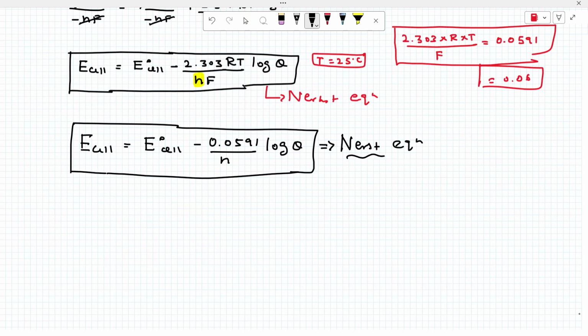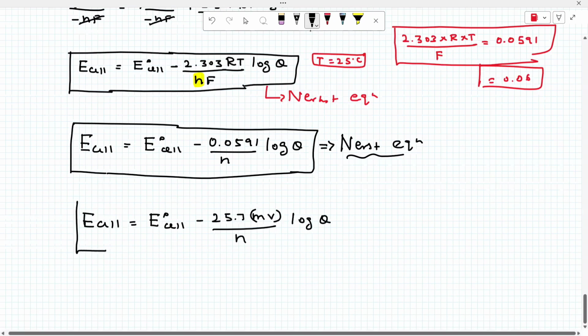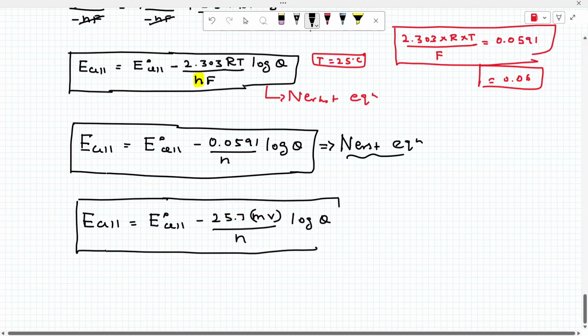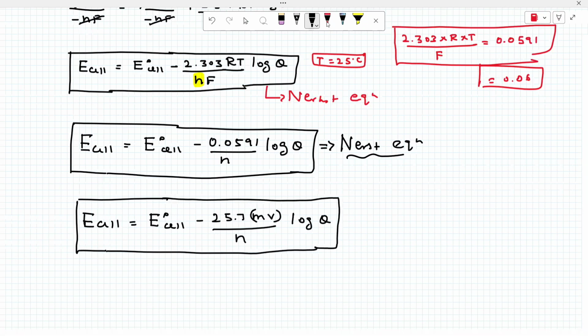One time in the CSIR exam they asked a different concept and gave a different Nernst equation: E cell equals E naught cell minus 25.7 millivolt divided by n into log Q. They asked this formula one time in the CSIR exam, but in the PGTRB and TNSET exams they will not ask it; it is a more advanced topic. We have to focus on these two formulas. This is very important, please note.